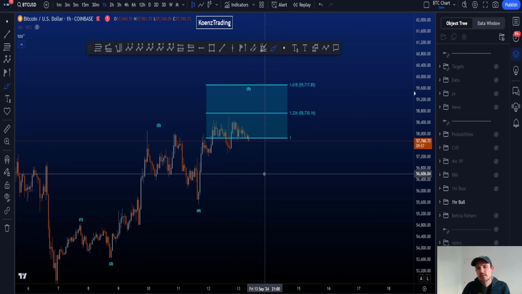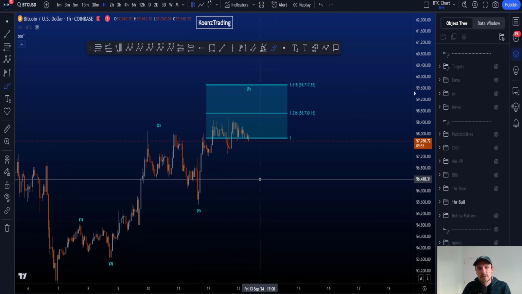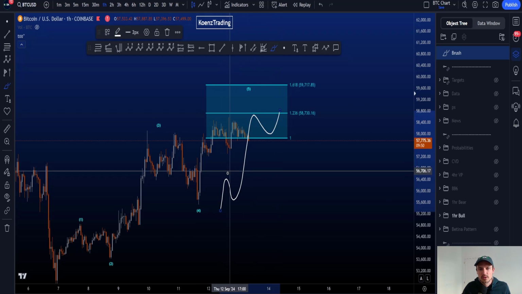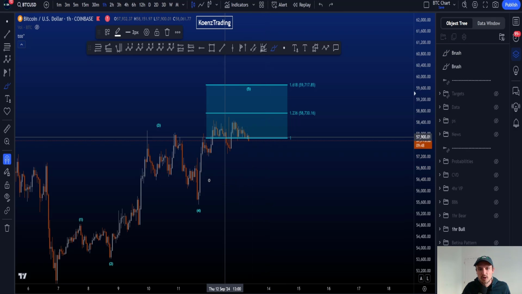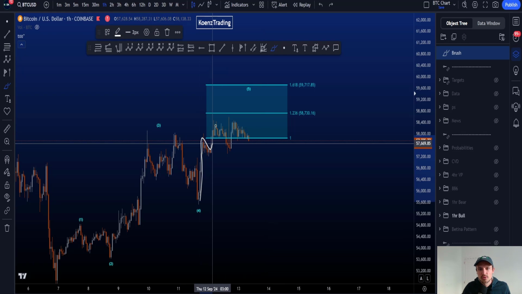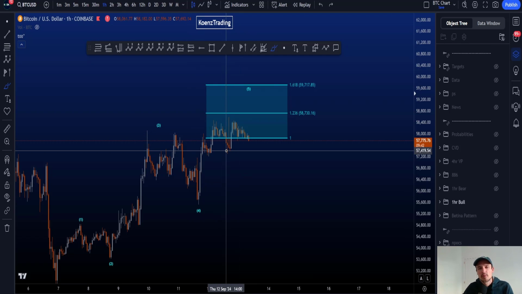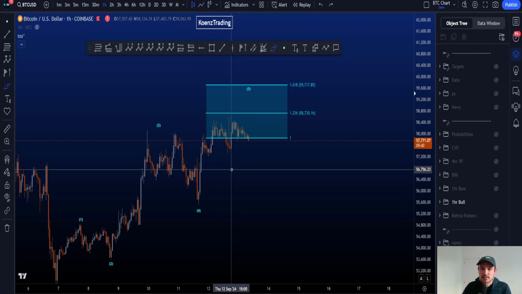You want a wave 5 to either be an impulse or an ending diagonal. An impulse would be a wave 1, 2, 3, 4, 5, with no overlap between wave 1 and wave 4. We do have overlap here between the waves, which then means we have to consider diagonals.